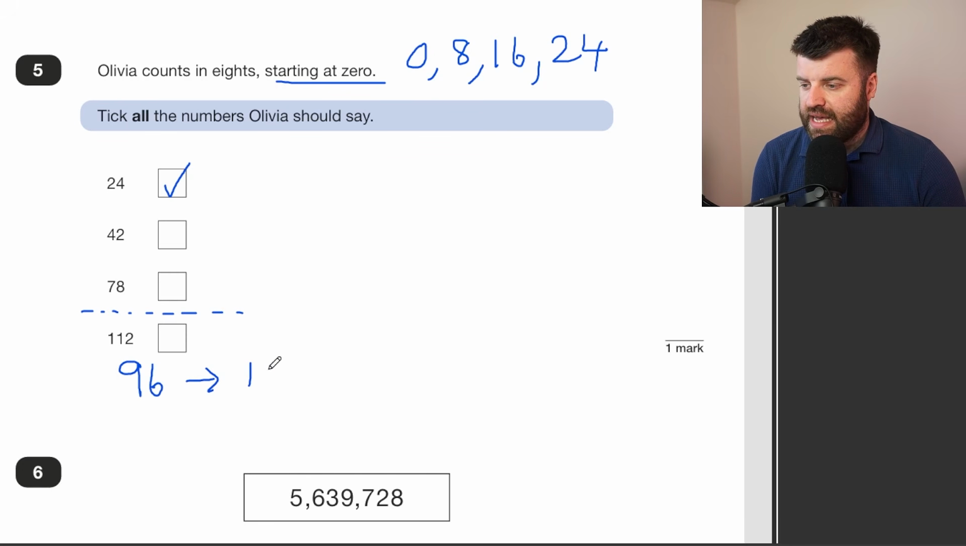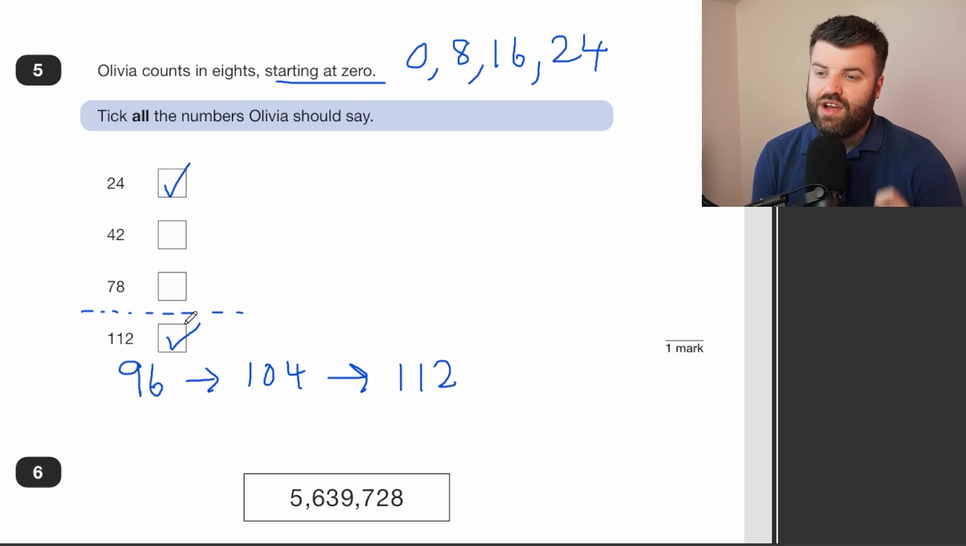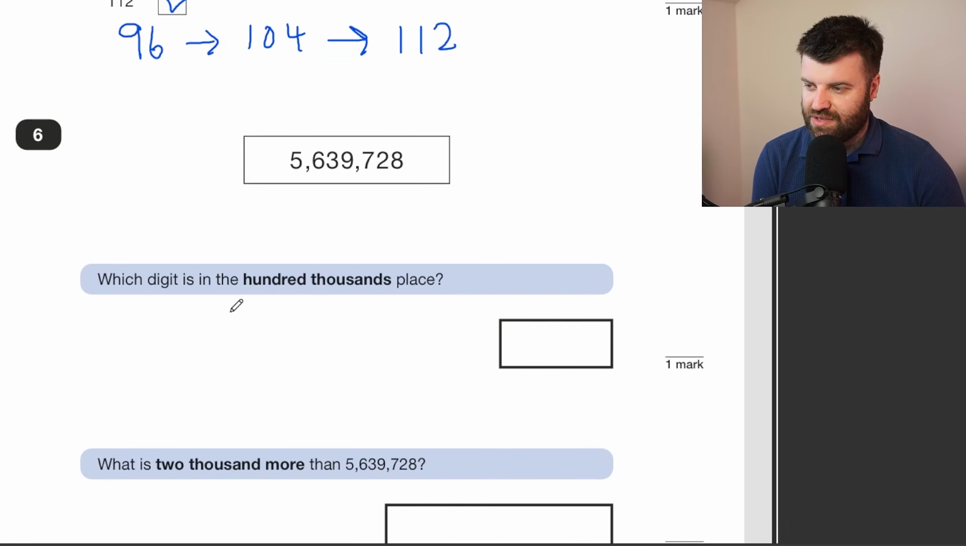Add on 8, we'd get 104. Add on 8, we'd get 112. So this number would be said. Remember, just because we learn up until 12 times a number doesn't mean that's where the times table actually stops. So you do have to add on sometimes as well.